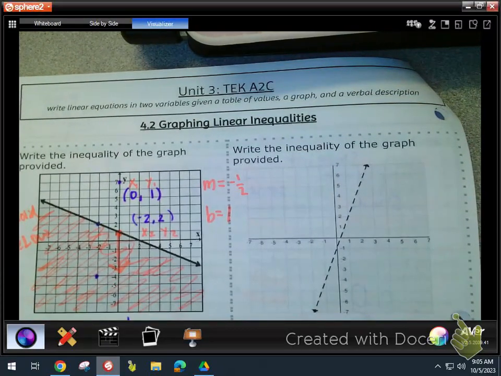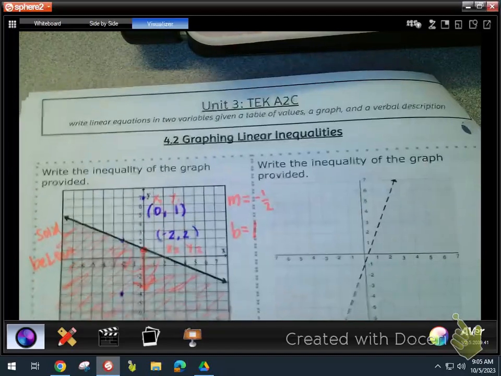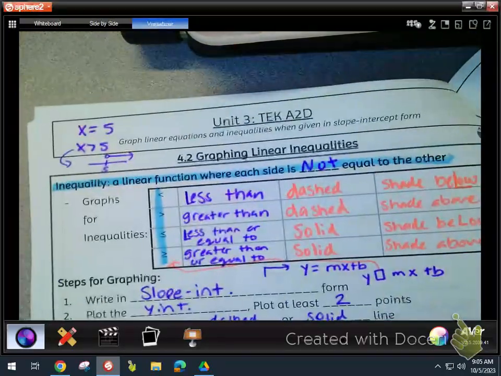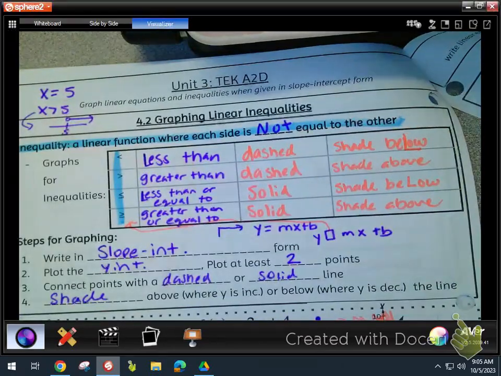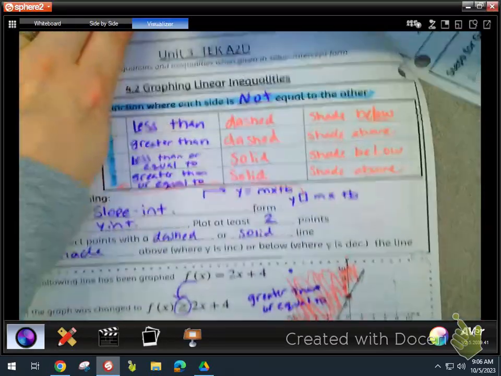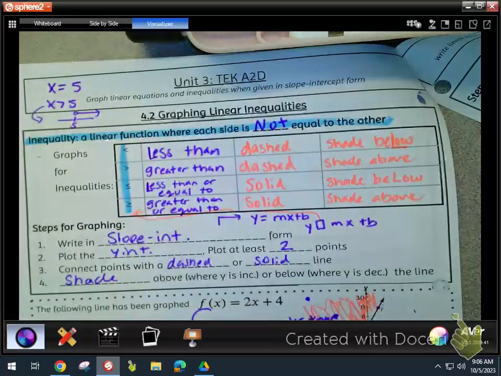Okay? But just to recap, we started section 4.2. I'm going to flip to this real quick. You don't have to. You can look at mine. We started that last time when we talked about inequalities. We spent a whole day and a half on graphing lines: plot the y-intercept, use your slope to get your other points. And then with the equations, it's pretty easy. We just draw the line through the points.